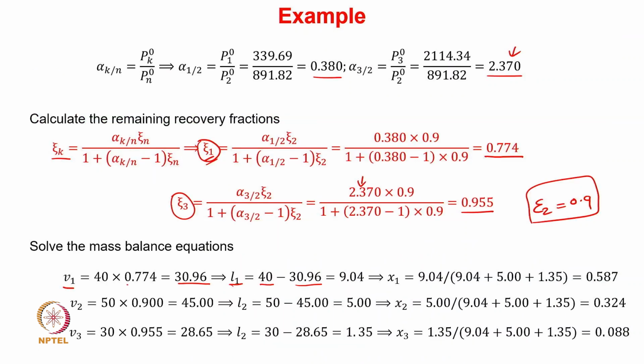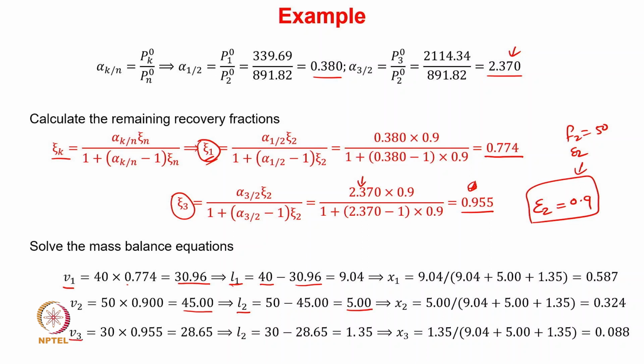So we can use 50 into epsilon 2, which is 0.9. Epsilon 2 is 0.9 and F2 is 50. So F2 into zeta 2 is multiplied, that gives us 45, and the liquid here will be what? V2 plus L2 should be equal to F2. So we can calculate L2, and L2 comes out to be 50 minus V2. So that comes out to be 5 kilomole per hour.